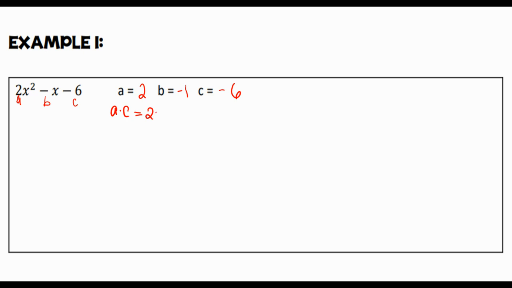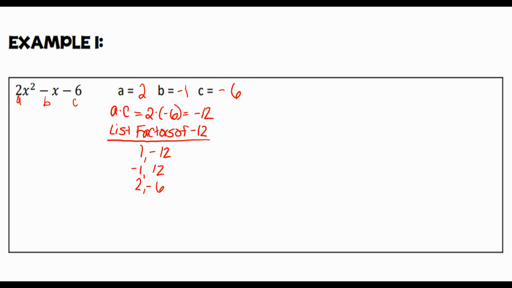So our first step is going to be multiply a times c. So I have 2 times -6, which gives me -12. So now I'm going to list factors of -12. And like before, we're going to list them as factor pairs. And we're just going to go in order. So I have a +1 and -12, -1 and 12. 2 goes into 12 6 times, so I can have +2, -6, -2, +6.